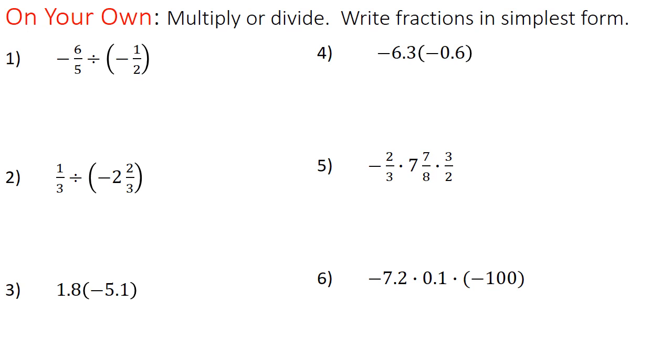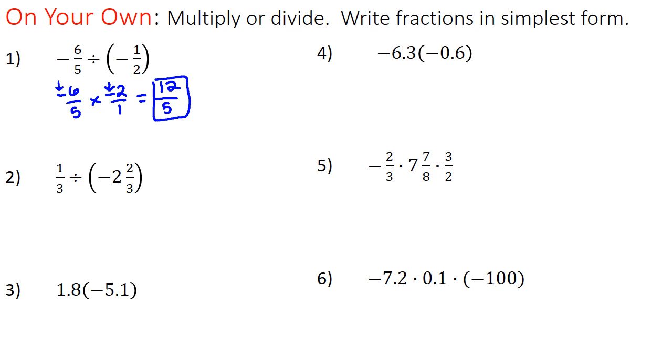So as we look at this first problem right here, we have negative 6 over 5 divided by negative 1 over 2. When we are dividing fractions, instead we want to multiply by the reciprocal, so we get negative 6 over 5 times negative 2 over 1. And when we do that, that becomes positive 12 over 5, and that is going to be our answer, because a negative times a negative is a positive.